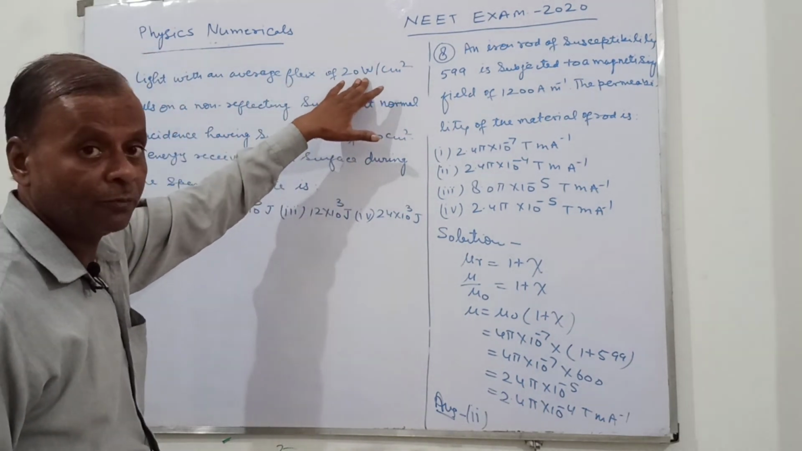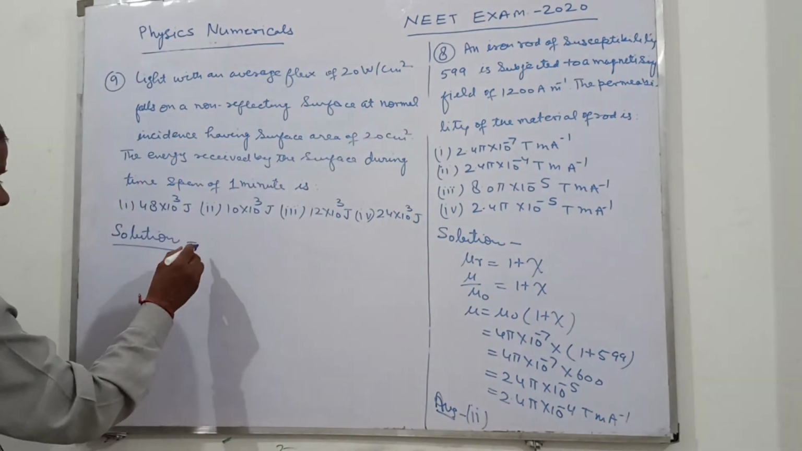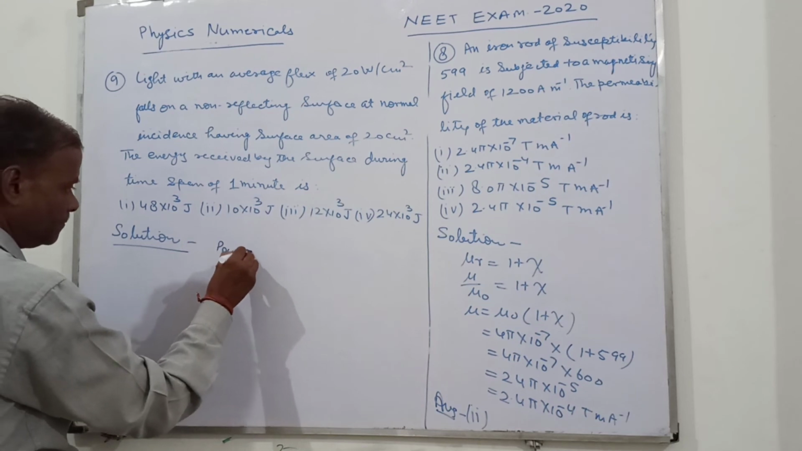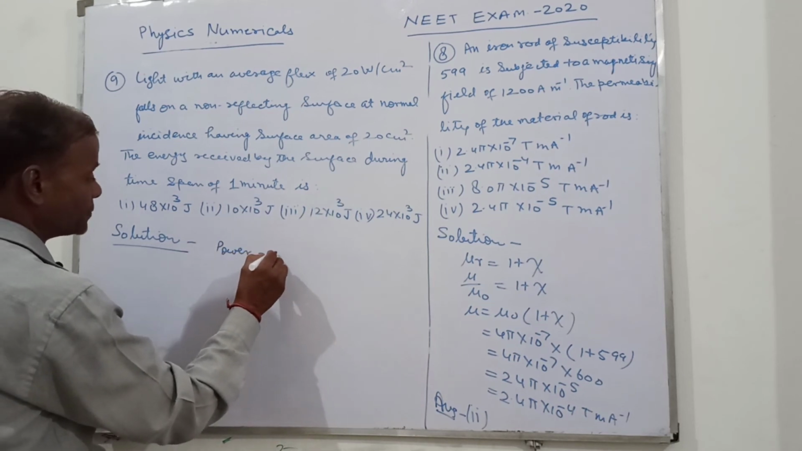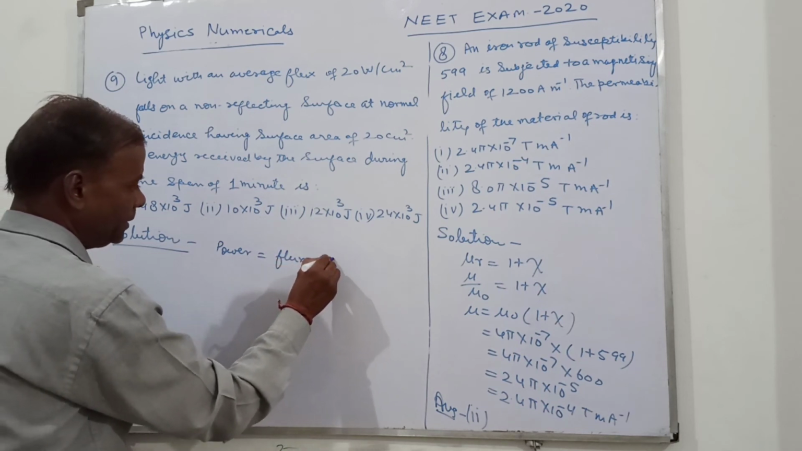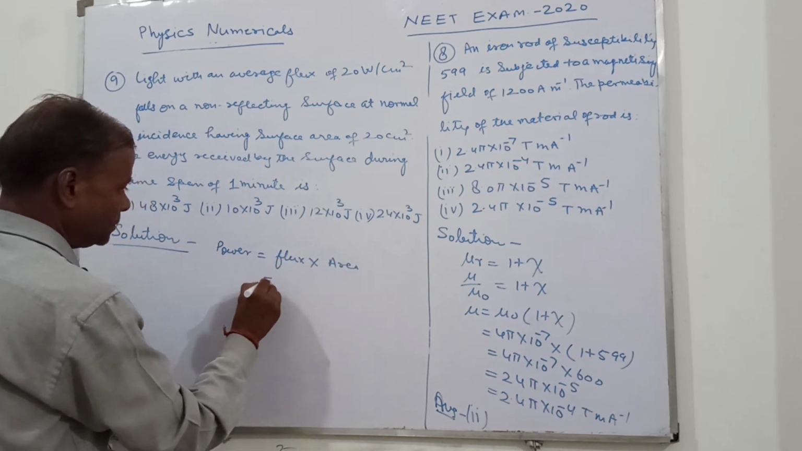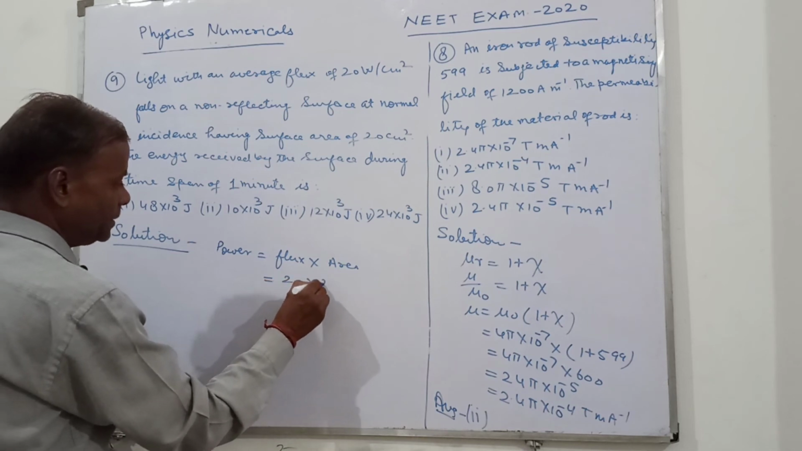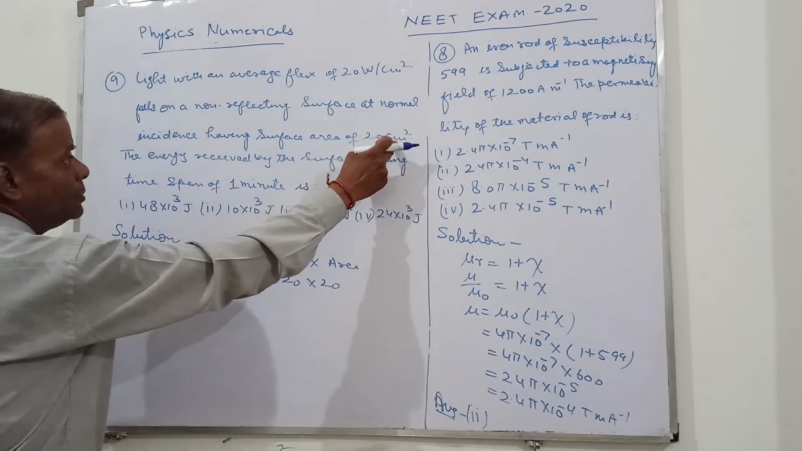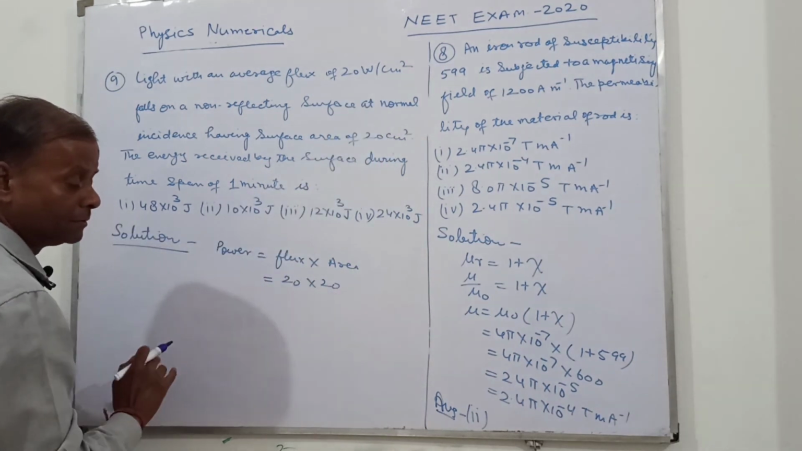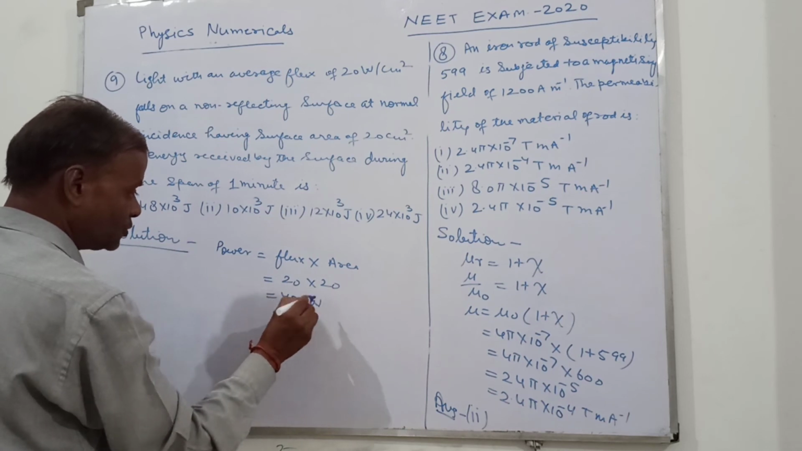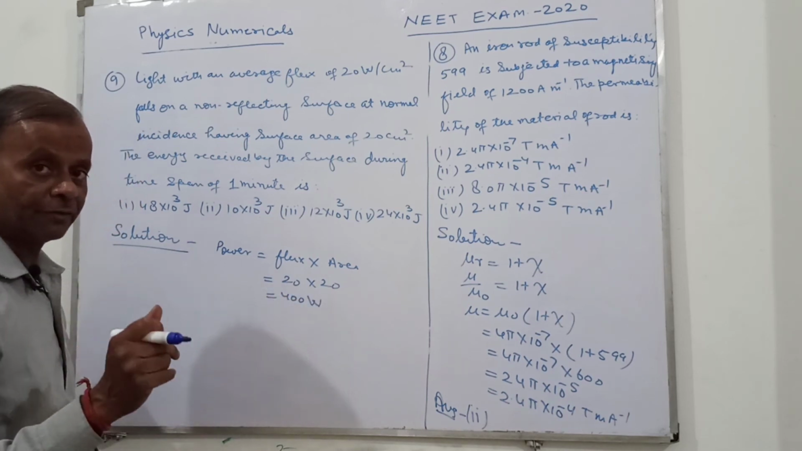So power will be how much? Power is your flux into area. Flux is 20, area is 20. This is centimeter square, and this is also given in centimeter square, so no problem, they will cancel. So this is your 400 watt. Power is given to you.